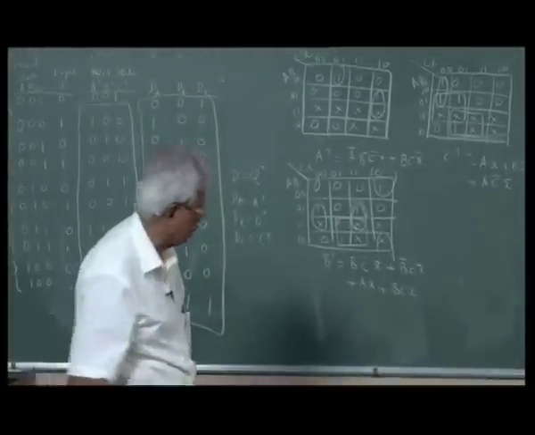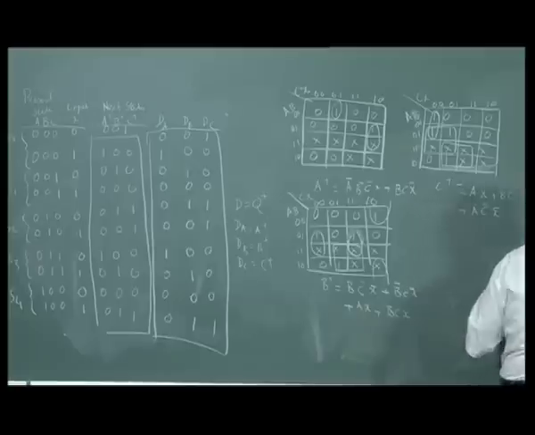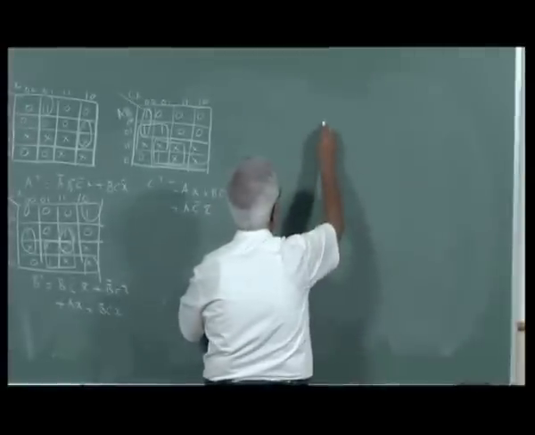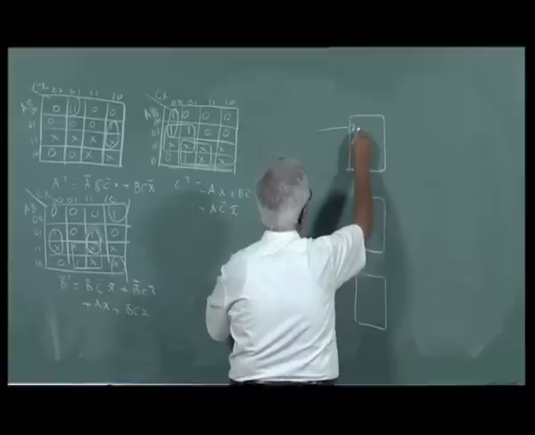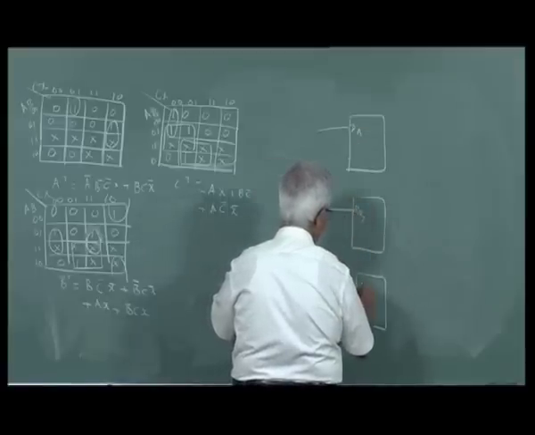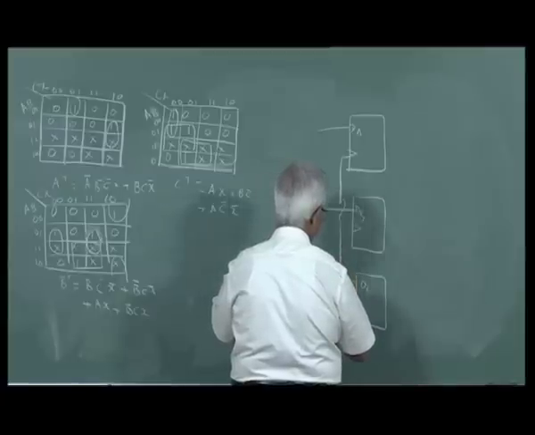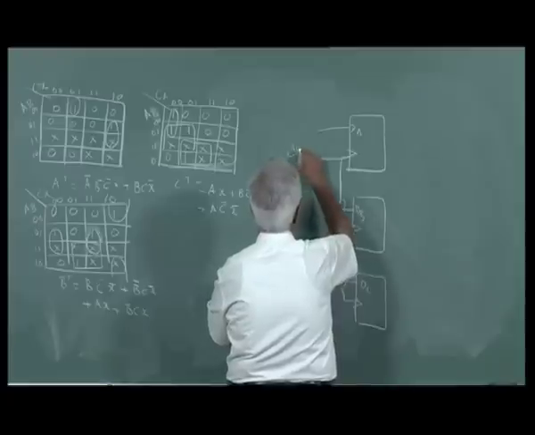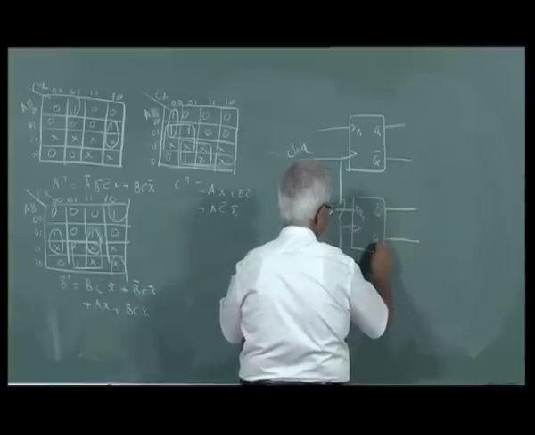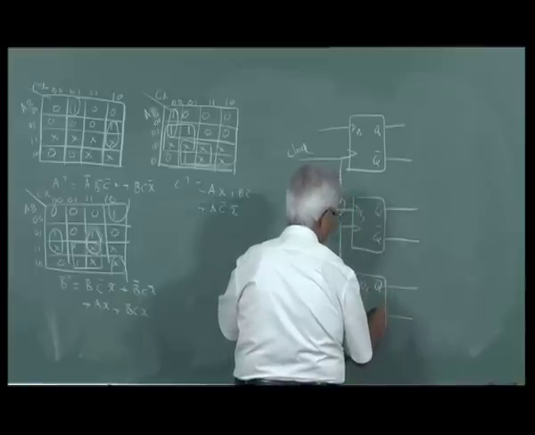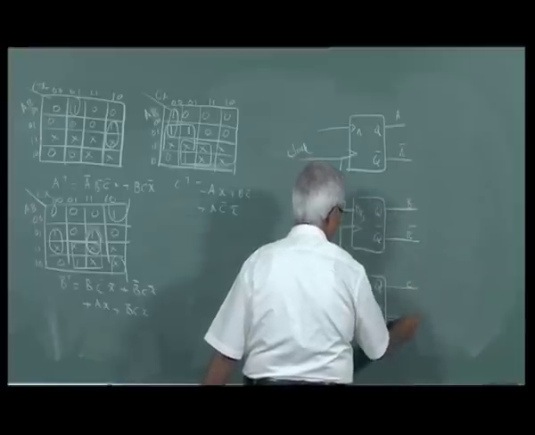We can draw the circuit. It takes 3 flip-flops. I assume D flip-flop. We can do the same exercise with JK flip-flop. 3 flip-flops are there. I'll call this DA, DB, DC. All are clocked at the same time. These are Q bar outputs, giving A bar, B bar, C bar. So you can connect now.